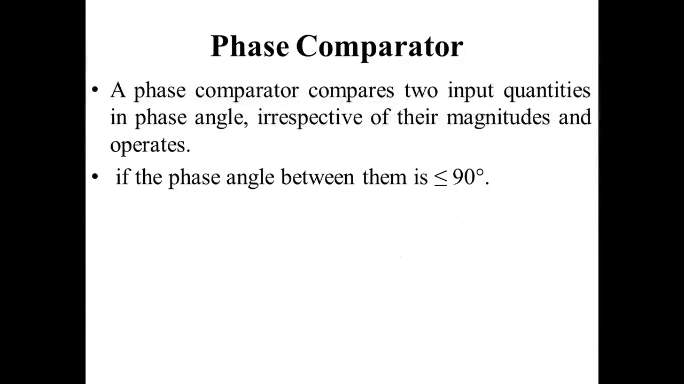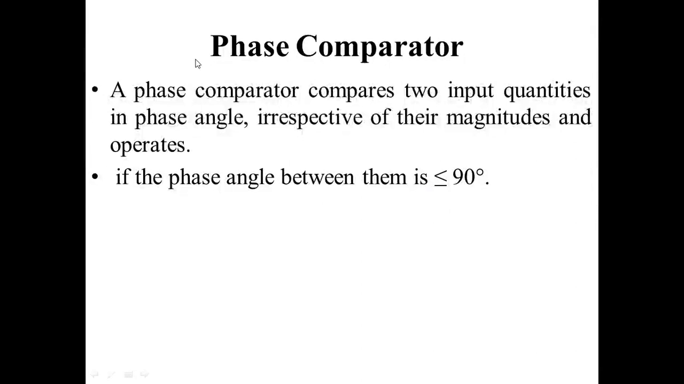A phase comparator compares two input quantities in phase angle irrespective of their magnitude and then operates. The function is that if the phase angle between them, phi, is less than or equal to 90 degrees, the phase comparator operates. Operate means your relay sends a tripping signal to your circuit breaker. So these are your two types of comparator.